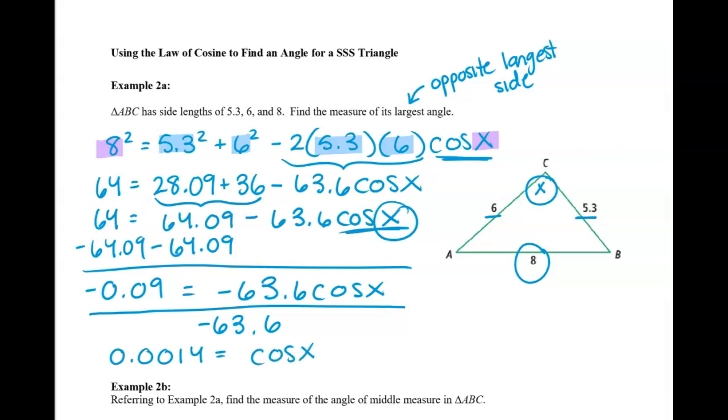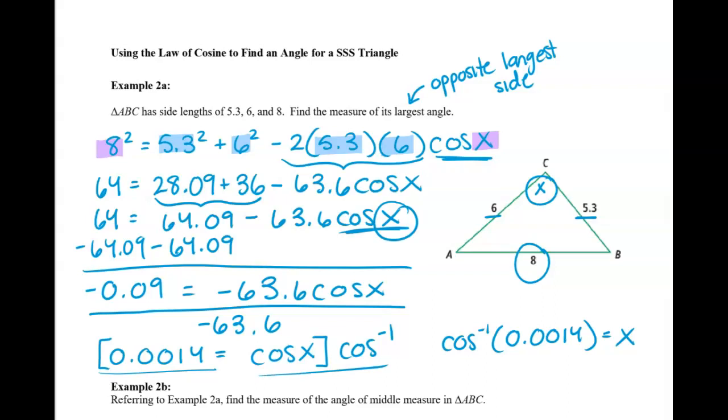And now to get x by itself, or to undo the cosine, we will do inverse cosine. And so on the right side, inverse cosine and cosine cancel out. On the left side, we will have inverse cosine of 0.0014. Okay, so left side, inverse cosine of that, right side just goes to x. And that's just calculator work. And the inverse cosine of 0.0014 is 89.92 degrees.